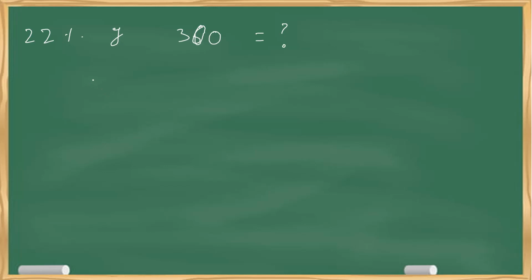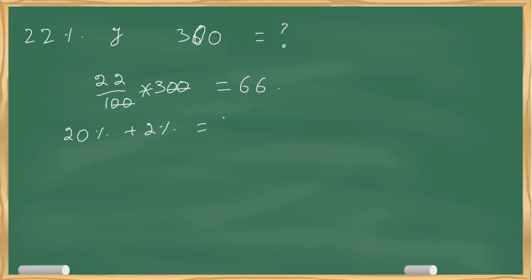So how to find this one? In the traditional method, 22 by 100 into 300. This is the general method you're supposed to do. So 22 into 3 is 66. Clear? But what I will do is, I'll do like 20% plus 2%.